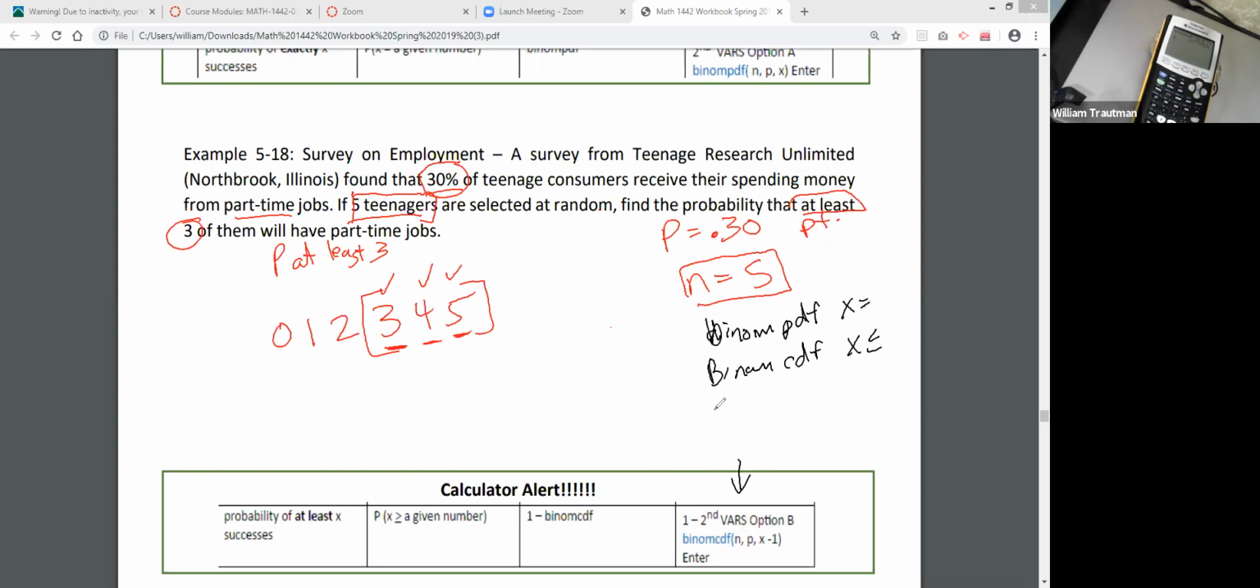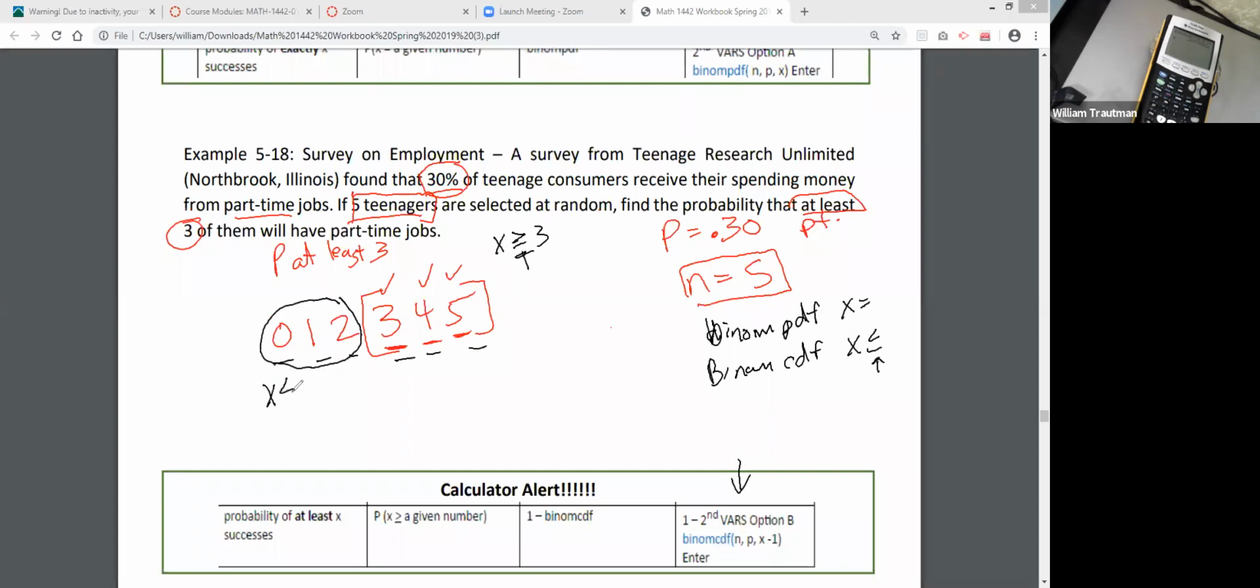You have to remember that all of these probabilities, if I added them all up, add up to 1. I need at least 3. Another way of saying this is x is greater than or equal to 3, right? 3, 4, or 5. Our calculator won't do greater than. Our calculator will only do less than or equal to.